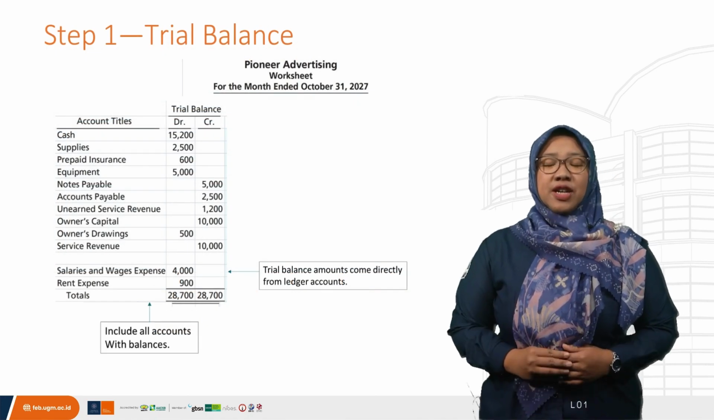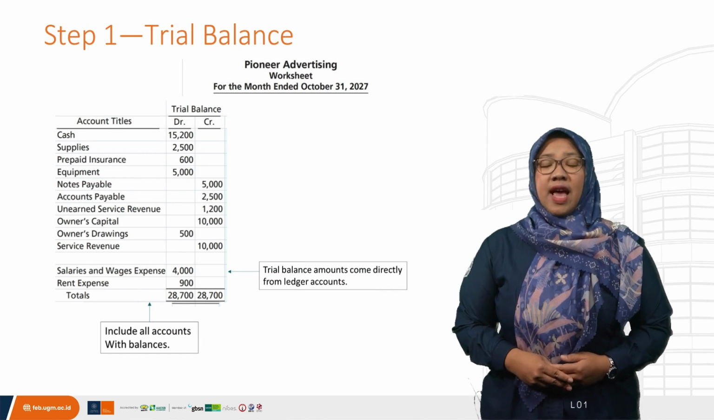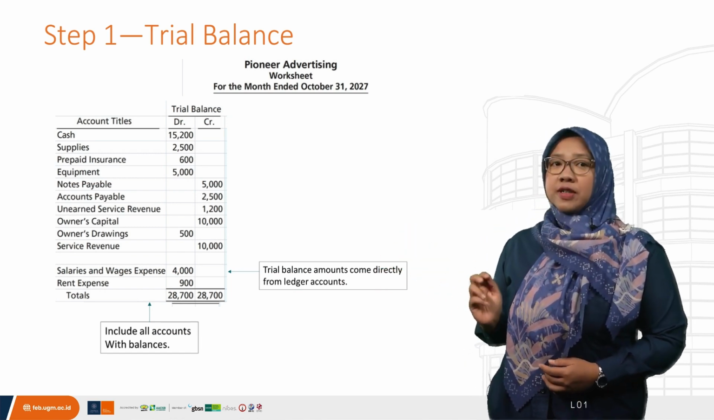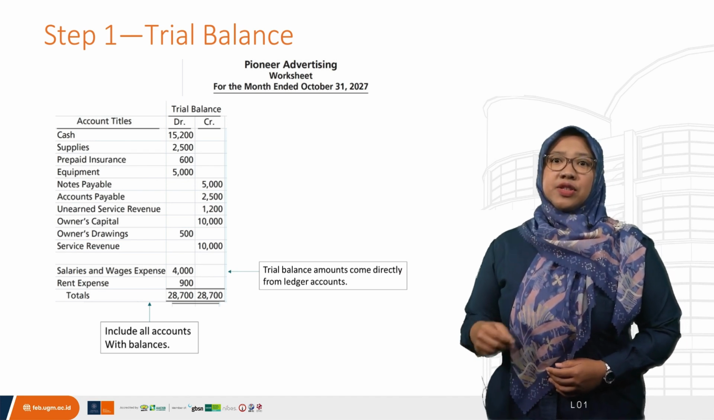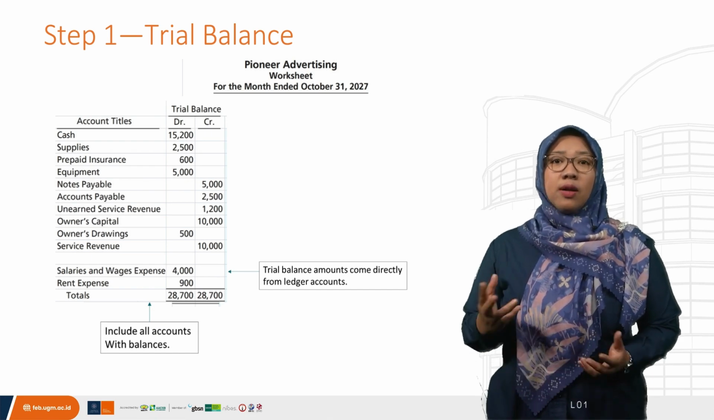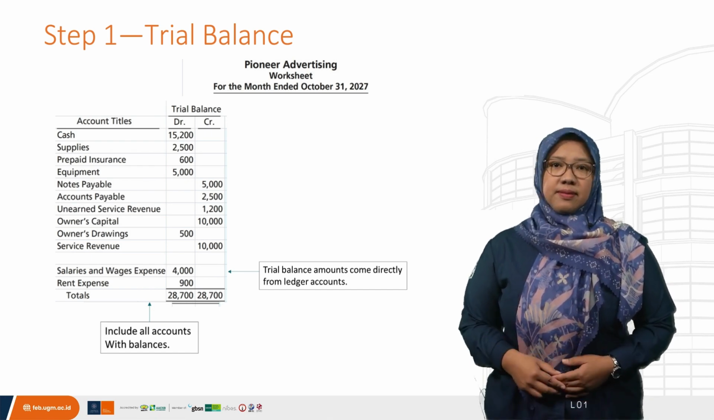Step 1. Trial balance. This illustration comes from a company, namely Pioneer Advertising. The trial balance amounts come directly from the ledger accounts, which include all accounts with balances.